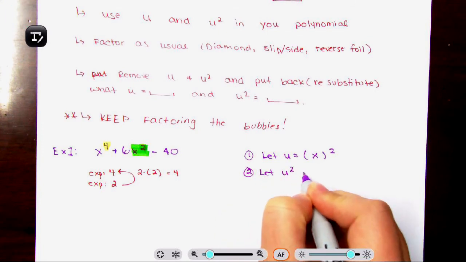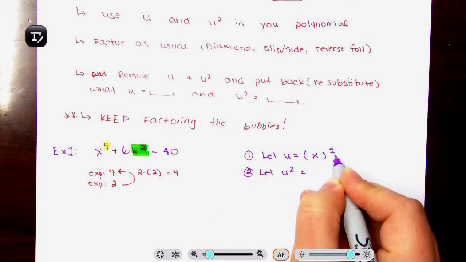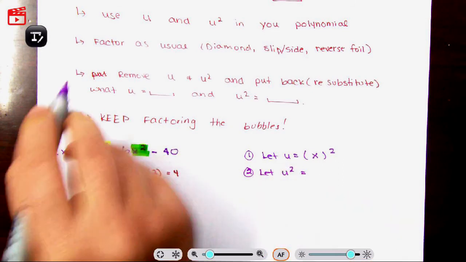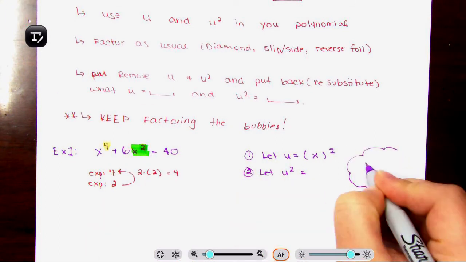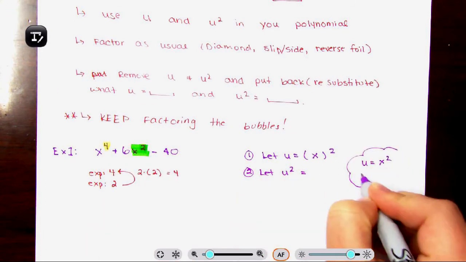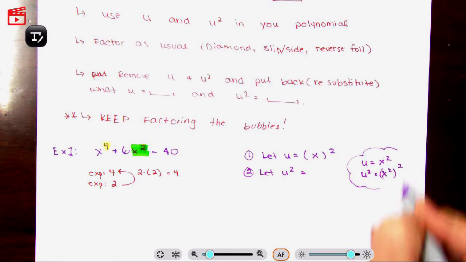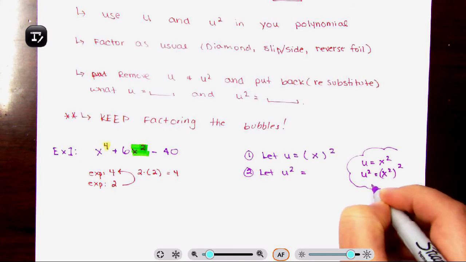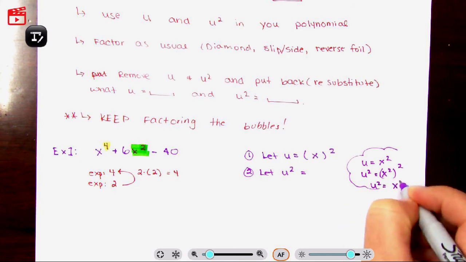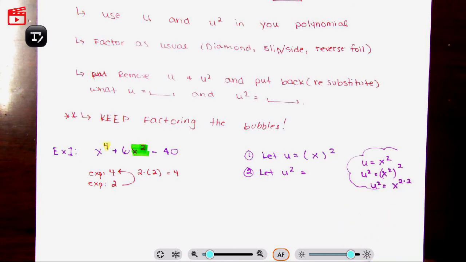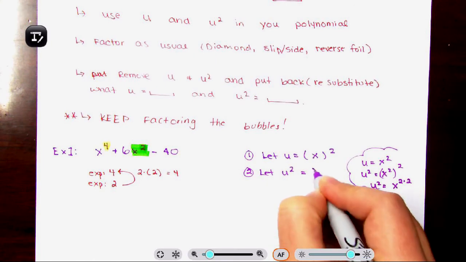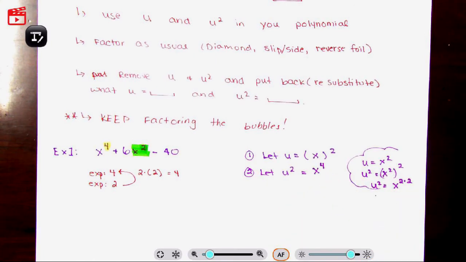That means U squared, so if U is x squared and I square both sides, that means x squared is now going to be squared. That means I have U squared equal to x to the 2 times 2. So I have U squared equals x to the 4th power. So now I have U and I have U squared.